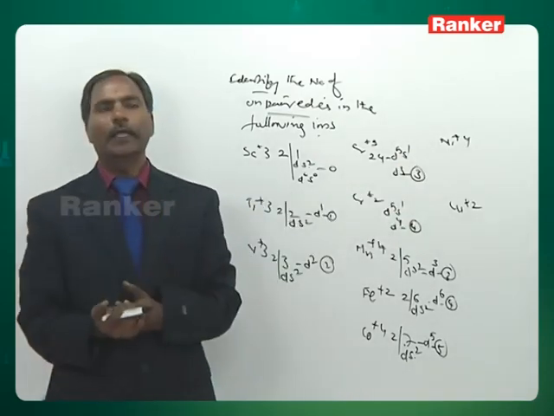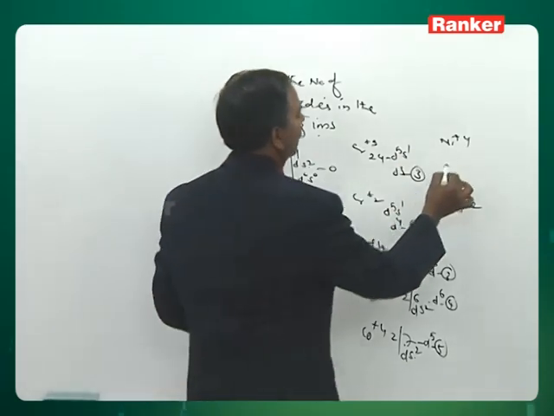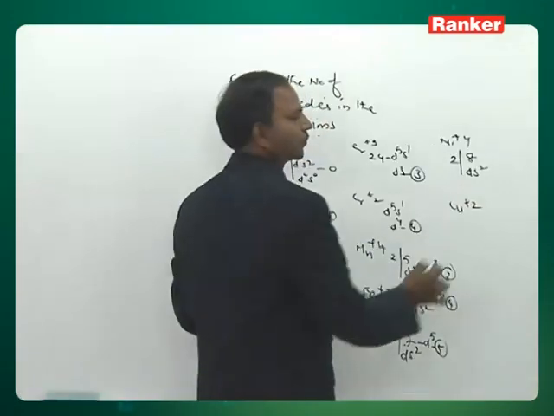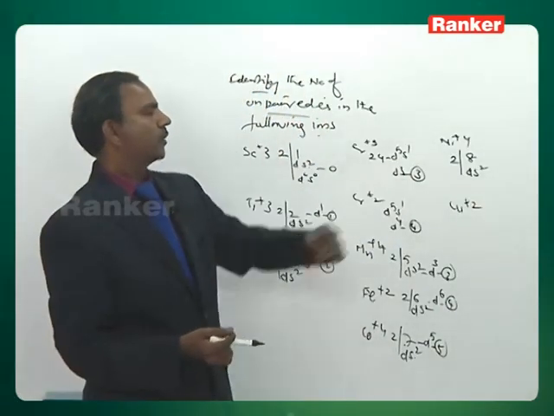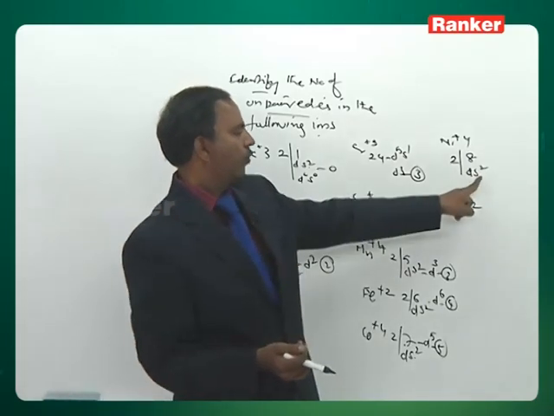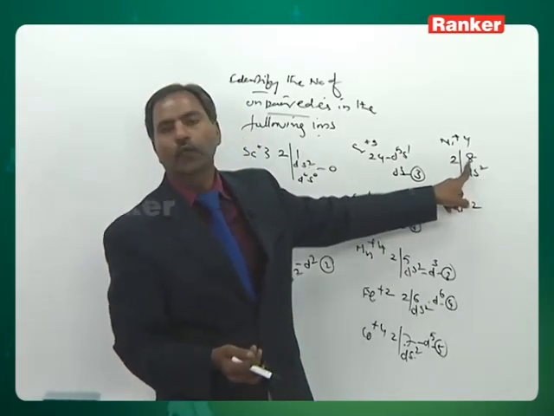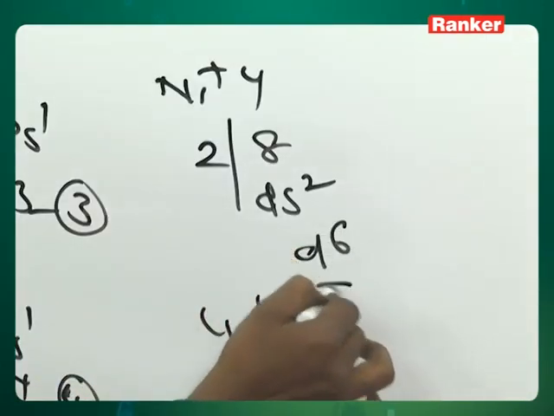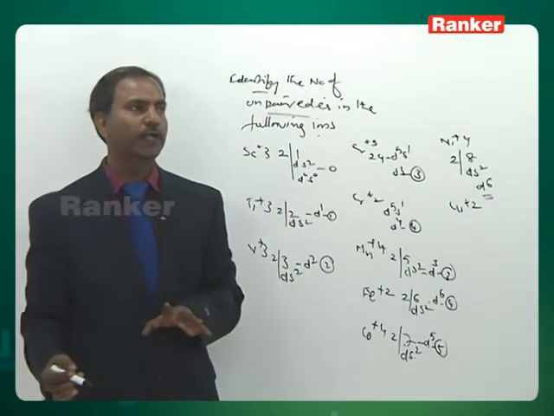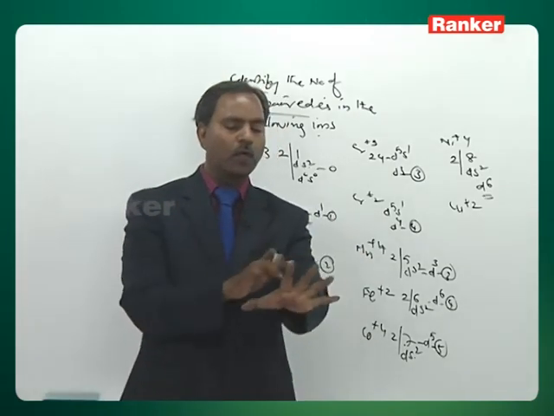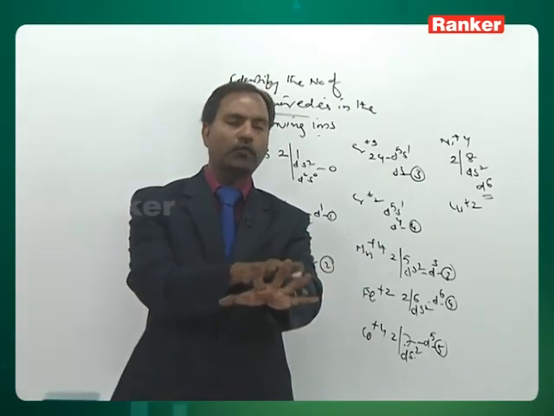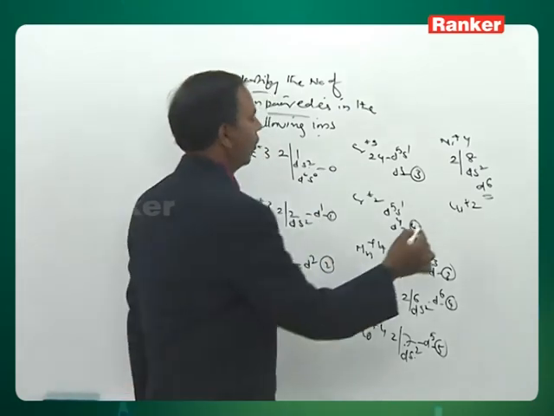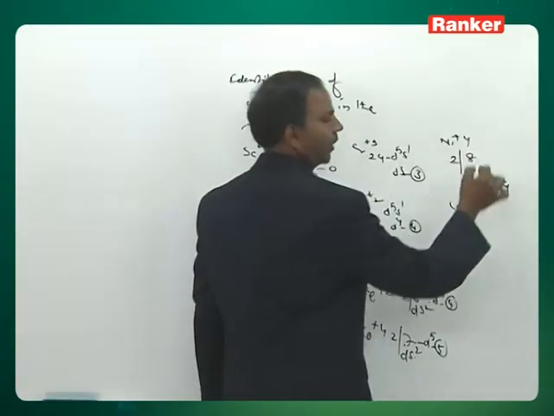Coming to nickel plus 4. Nickel, what is the atomic number? 28 means d8s2. How many electrons lost? 4. So 2 from s and 2 from d. What is remaining? It is d6. Just now I said d6 means 4 unpaired electrons. How? 1, 2, 3, 4, 5, and 6 is paired. Therefore unpaired electrons are 4. This is also carrying 4 unpaired electrons.